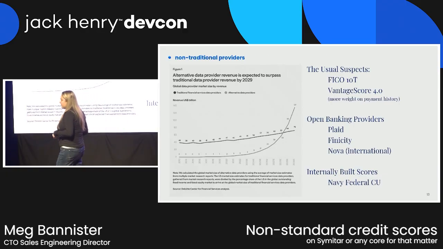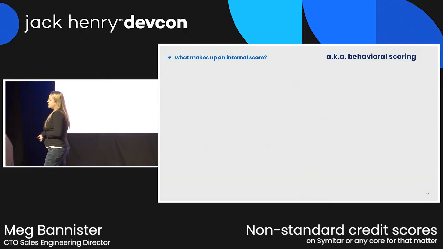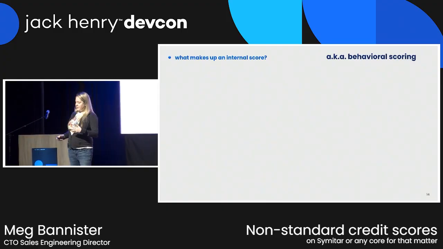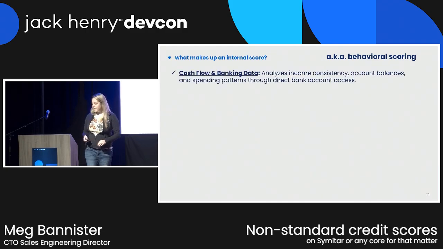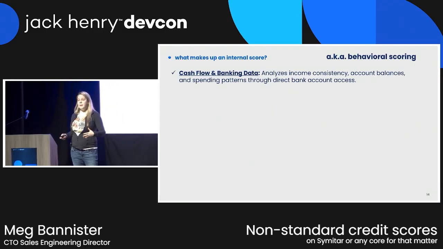You can do this yourself, though. What makes up an internal score? This is behavior scoring, okay? And behavioral scoring is interesting because it really does depend on historic data. This is all data you have today, promise. You have it somewhere. The first one is cash flow and banking data, and this is just velocities. You're going to be looking at things like what average daily balance are. A lot of these are calculated fields already existing in your system.